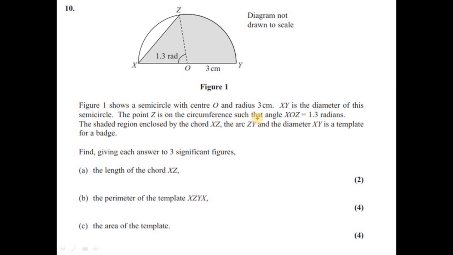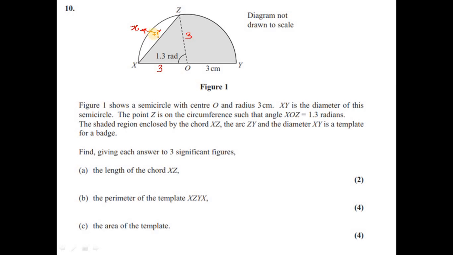Part A, the length of the chord XZ. So you need to find this length. I'm calling this length a small x. So you have a triangle. This is 3 centimeter. Sorry, it's not kilometer, I'm sorry about that. It's 3 centimeter. This is also 3 centimeter because this is a semicircle and these two are radii. So 3 and 3. So you have a triangle, two sides and one angle is given.